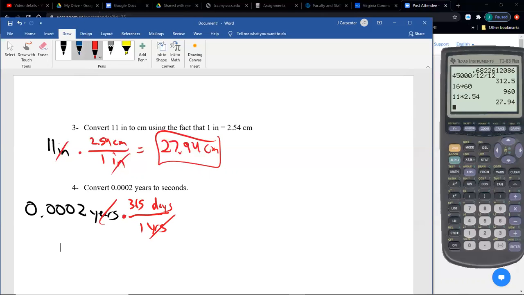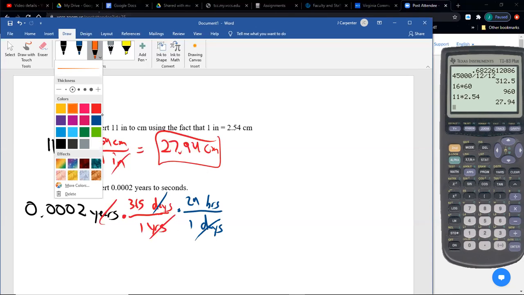Years are now gone. Next, we've got to get rid of days. So out with the old. Days are in the top, so let's put them in the bottom so they cancel. Days to something closer to seconds. Well, how about days to hours? And it's 24 hours to 1 day. Days are gone. Let's do another multiplier.